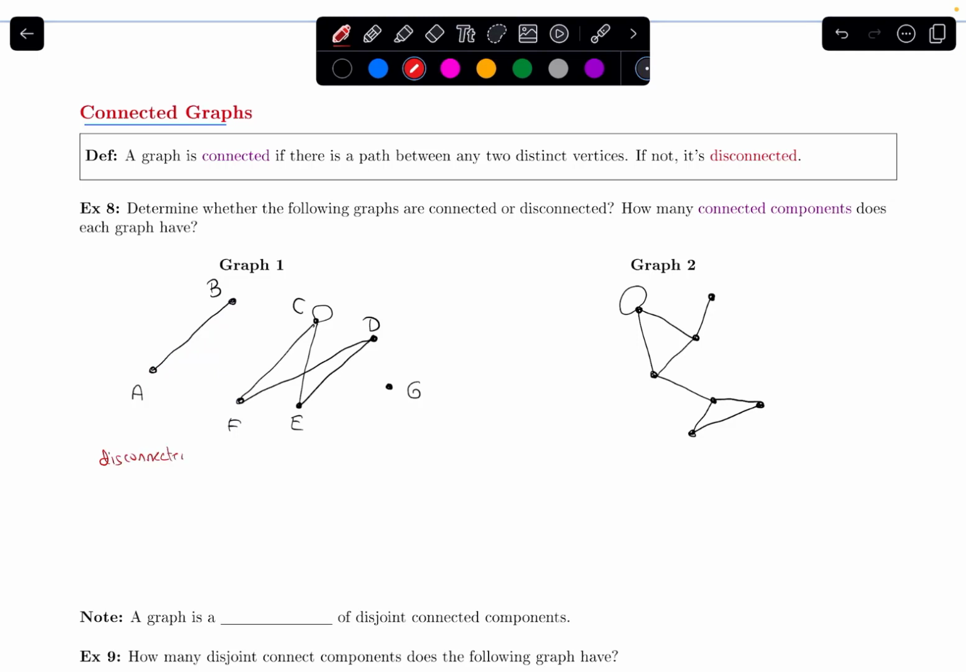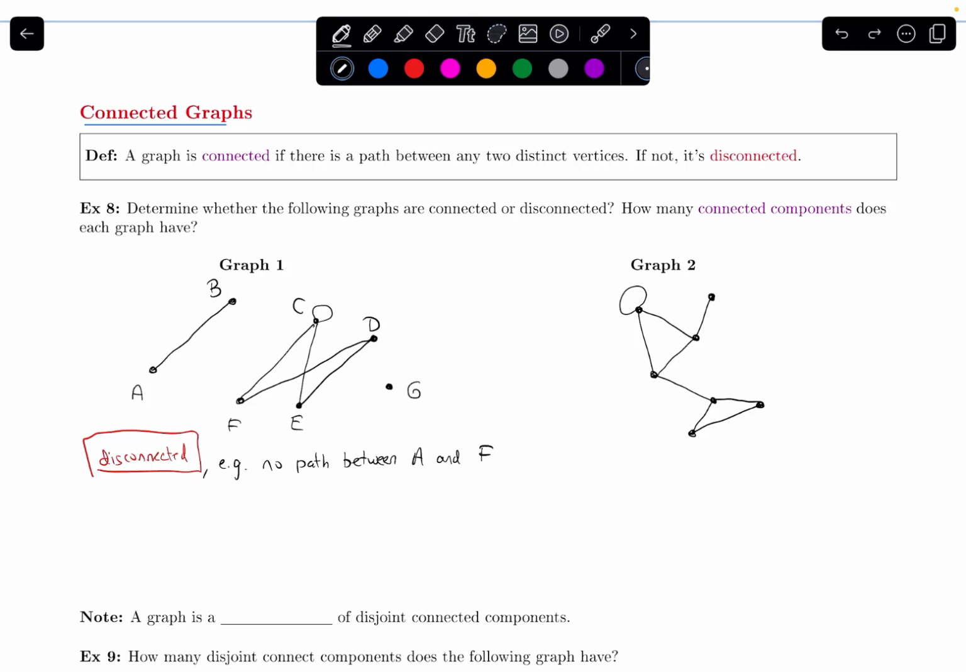And there's many examples of that. There's many examples of two vertices I could pick, like C and G, where there's no path between them. So this is disconnected. One example is, well, there's no path between A and F. That's just one reason out of many that this is disconnected. Okay, what about graph 2?